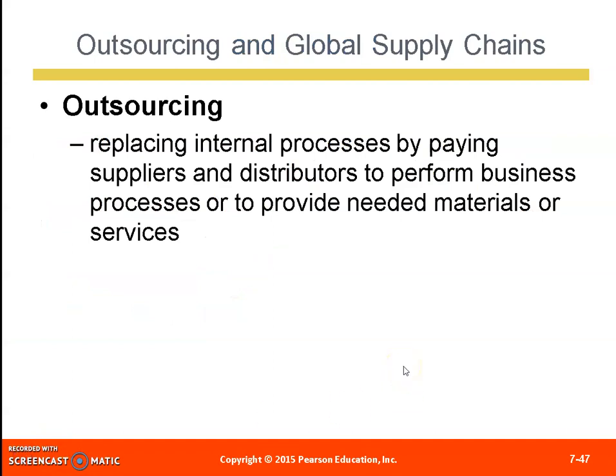Okay, the last part in supply chain management is outsourcing. It replaces internal processes by paying other suppliers to perform business processes. For example, Sony wanted to make a camera and they didn't have the expertise in lenses, so they did a joint venture with Canon to supply lenses. So they don't have to make the lens, and this is what we call outsourcing.